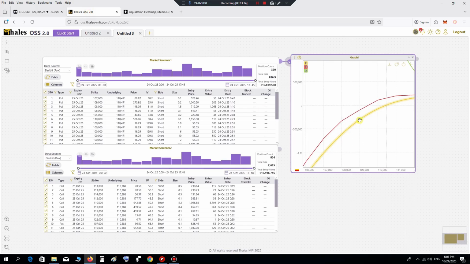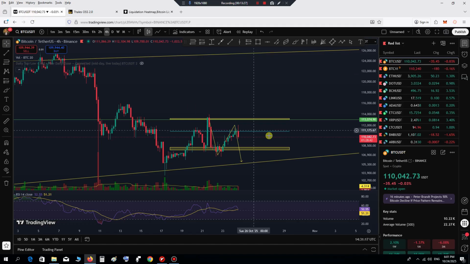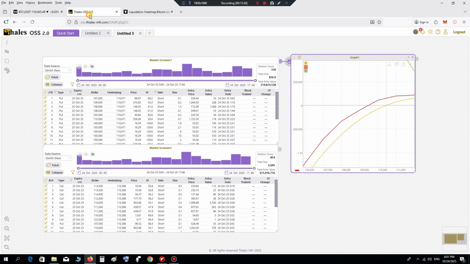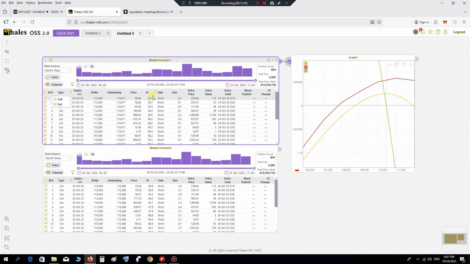Selling puts below 109,500 is not really desirable on average. Right now, we might go a bit further below this number, but on average, it doesn't want to go below 109,500, which is what we're seeing now. Do you see this happening?